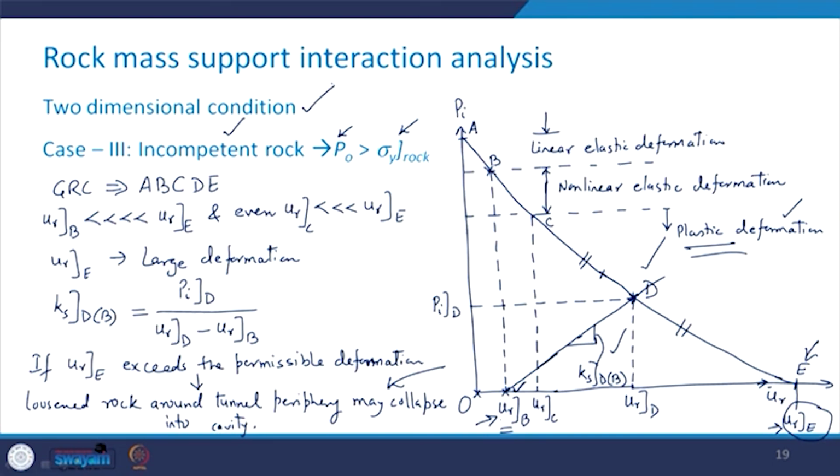2D conditions. So for different types of rock, like in case of the competent rock, you had the completely linear response. In case of the incompetent rock, but when this P naught was less than the yield stress of the rock, there the whole system was in the elastic domain, although it went into the nonlinear regime, but still it was in the elastic domain.